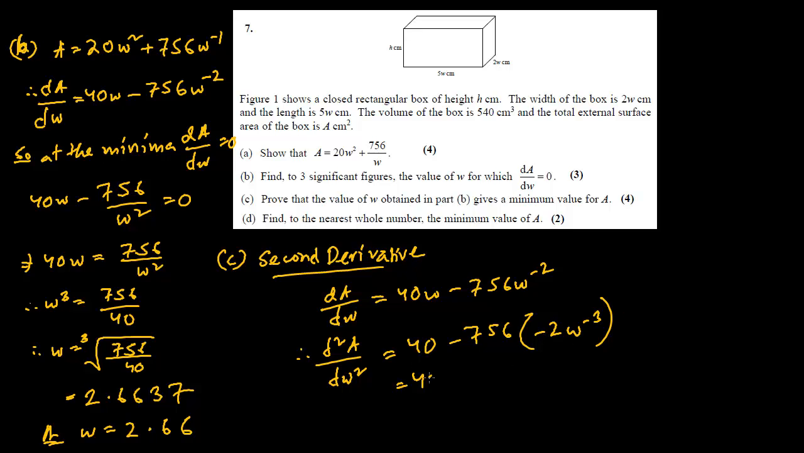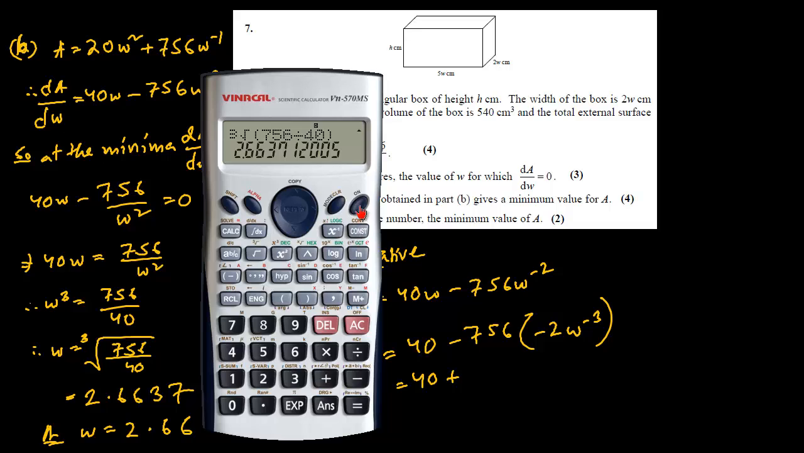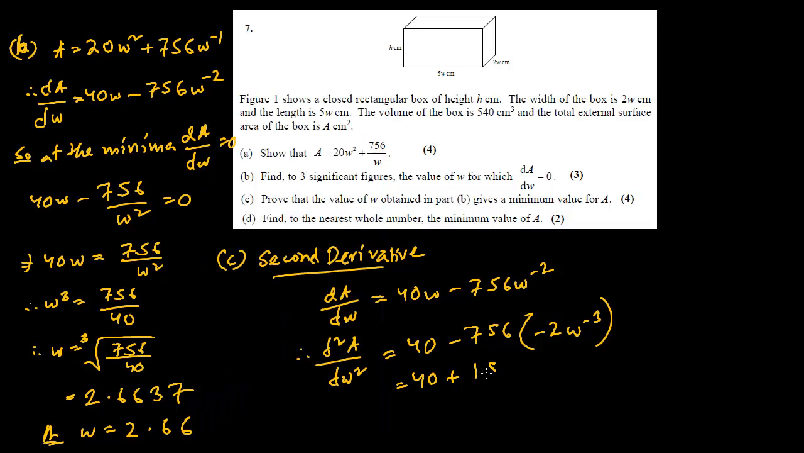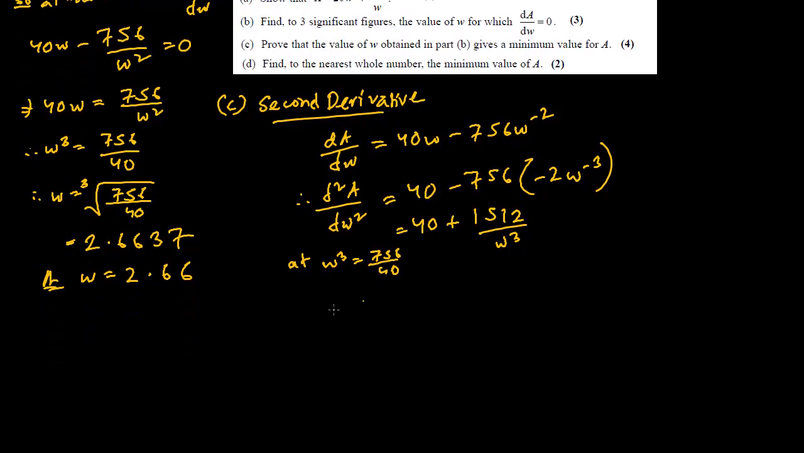So this is the value. So this is going to be 40 plus, minus into minus is plus. So this would turn out to be 756 multiplied by 2, which is 1512, and W to the power minus 3. It is easier for calculation if you bring it downstairs and make it positive. So we know the value of W cubed over here. We don't need the value of W exactly. We have W cubed over here, so I'm going to use that value. W cubed is 756 by 40. So at W cubed equals 756 by 40, we can write over here.